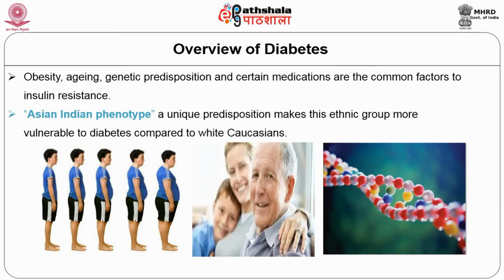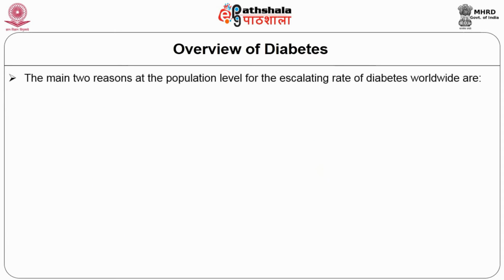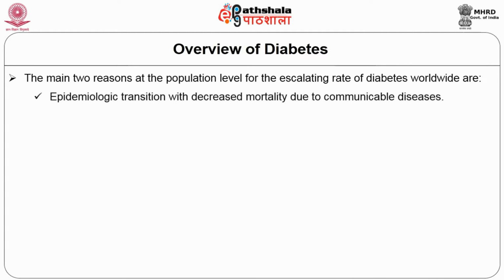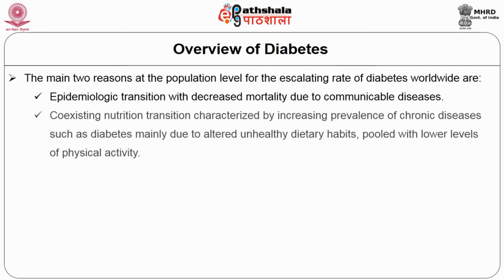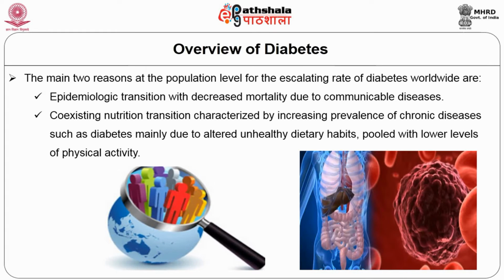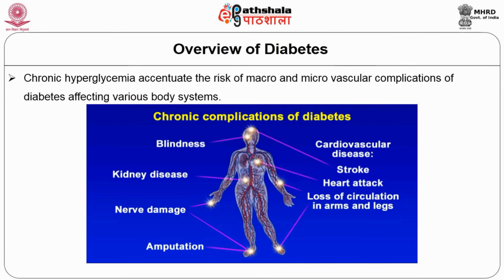The main two reasons for the escalating rate of diabetes worldwide at the population level are epidemiological transition, with decreased mortality due to communicable diseases, and coexisting nutrition transition, characterized by increasing prevalence of chronic diseases such as diabetes, mainly due to altered lifestyle like unhealthy dietary habits and low levels of physical activity. Chronic hyperglycemia accentuates the risk of macro and micro complications of diabetes affecting various body systems.